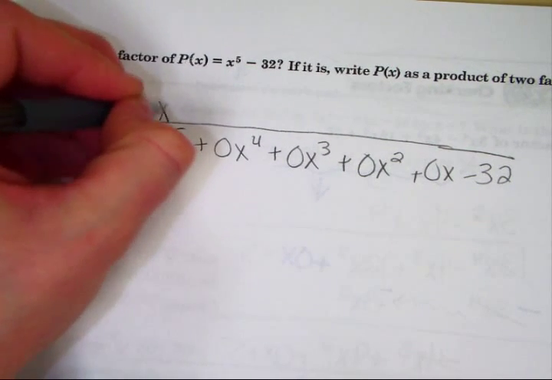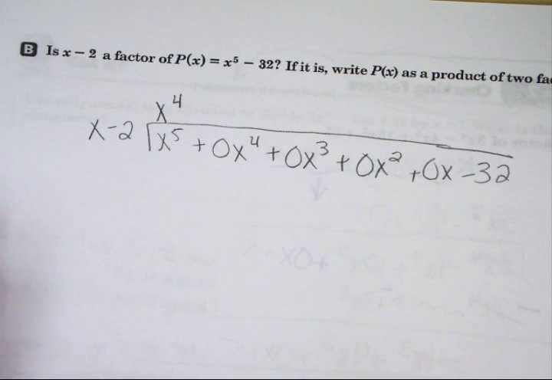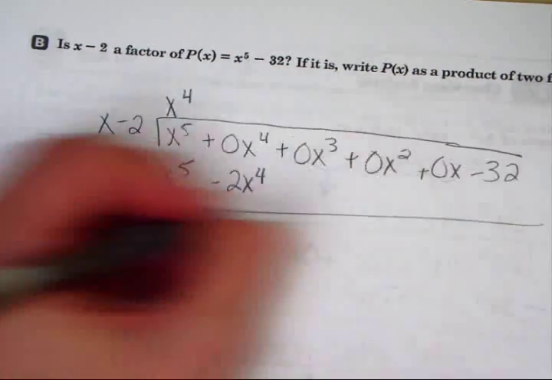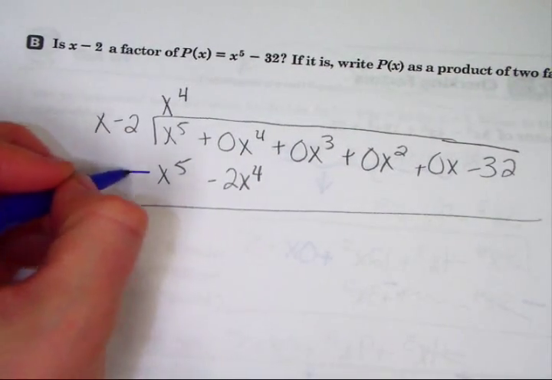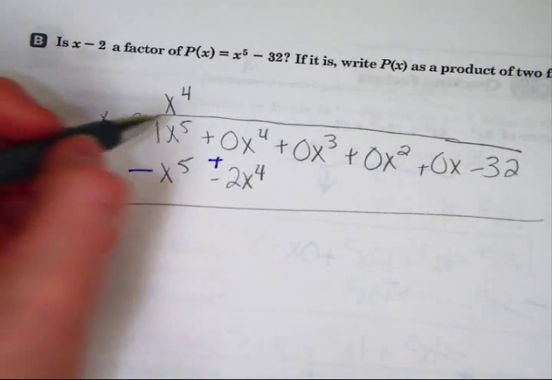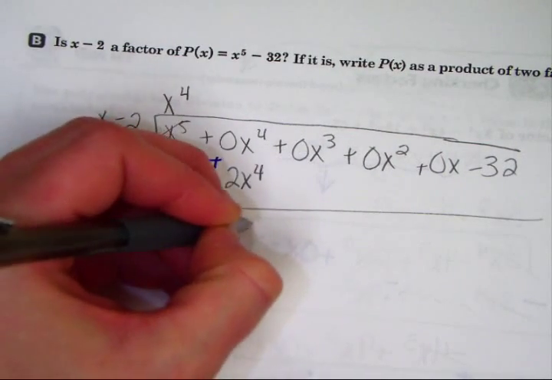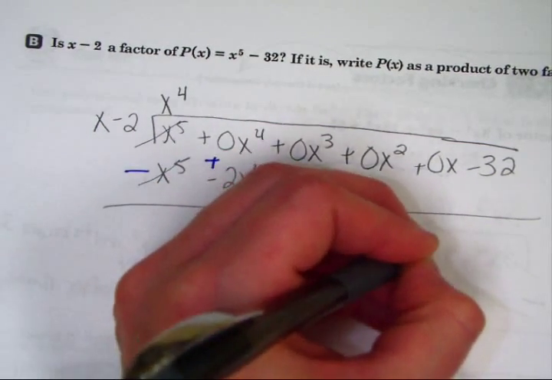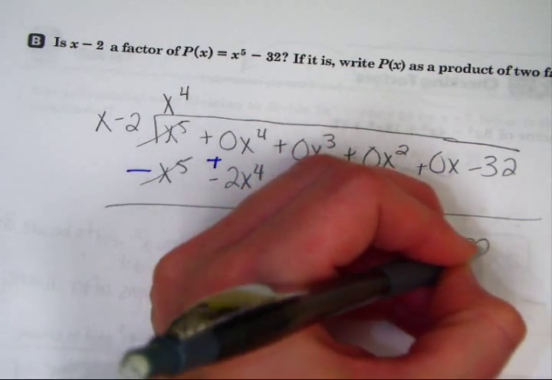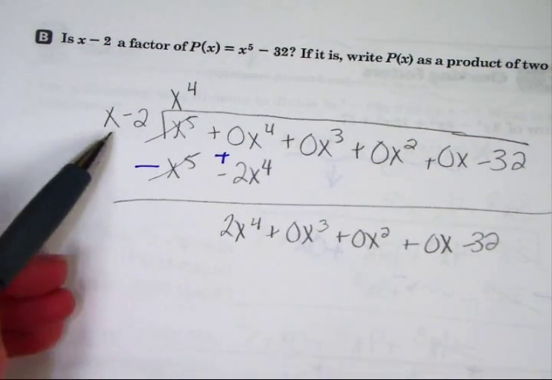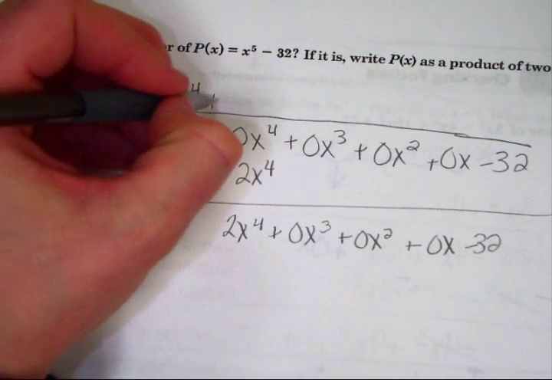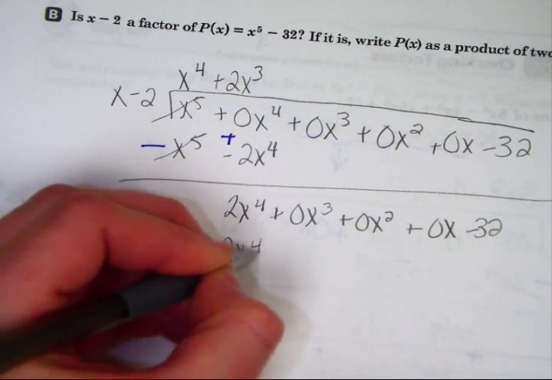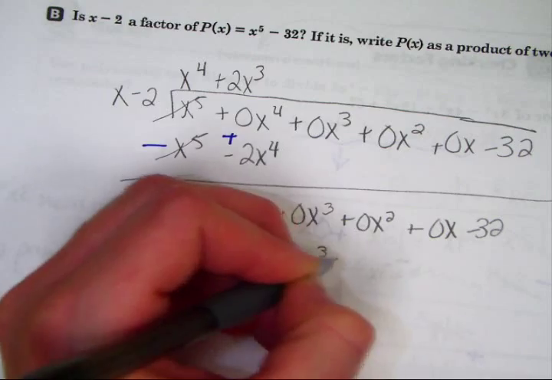X needs an x to the 4th to become x to the 5th. Backwards distribute, get x to the 5th minus 2x to the 4th. Change your signs and add. These cancel. You get 2x to the 4th plus 0x cubed plus 0x squared, just bringing stuff down, plus 0x minus 32. Okay, what does x need to become 2x to the 4th? It needs a 2 and an x cubed. Now backwards distribute, 2x to the 4th minus 2x cubed.